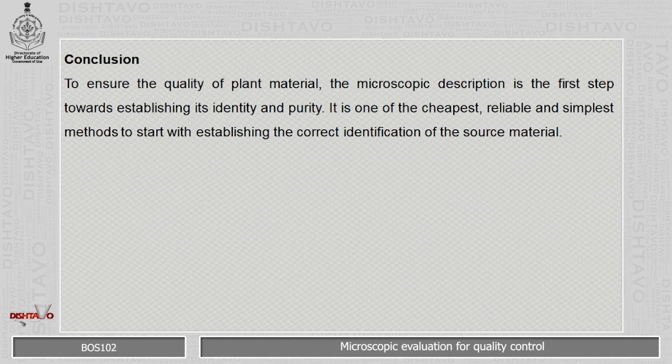So to conclude with the topic, to ensure the quality of plant material, the microscopic description is one of the first steps towards establishing its identity as well as its purity. It is one of the cheapest, the most reliable and the simplest methods, as I said earlier, to start with establishing the correct identification of a source material.